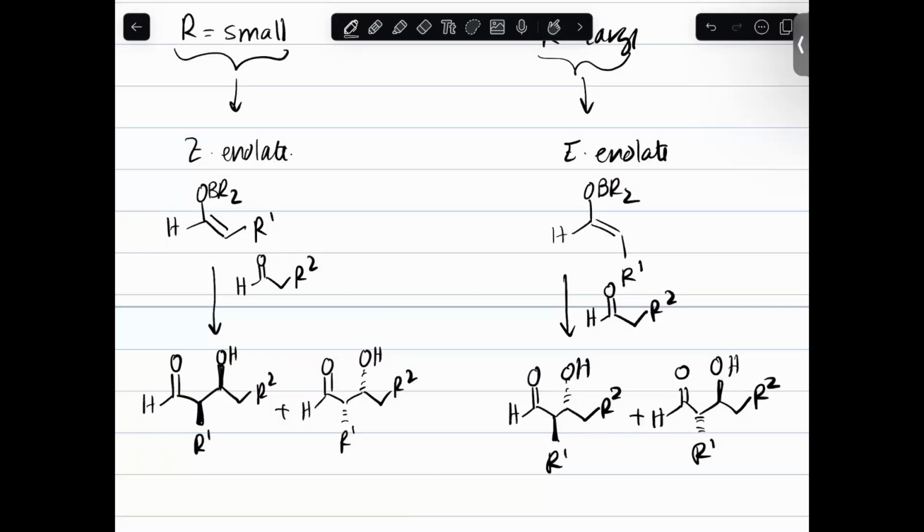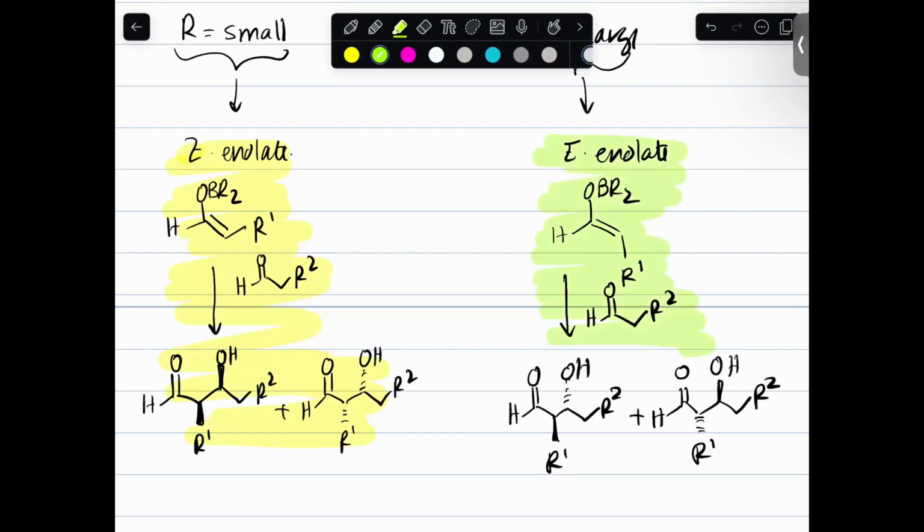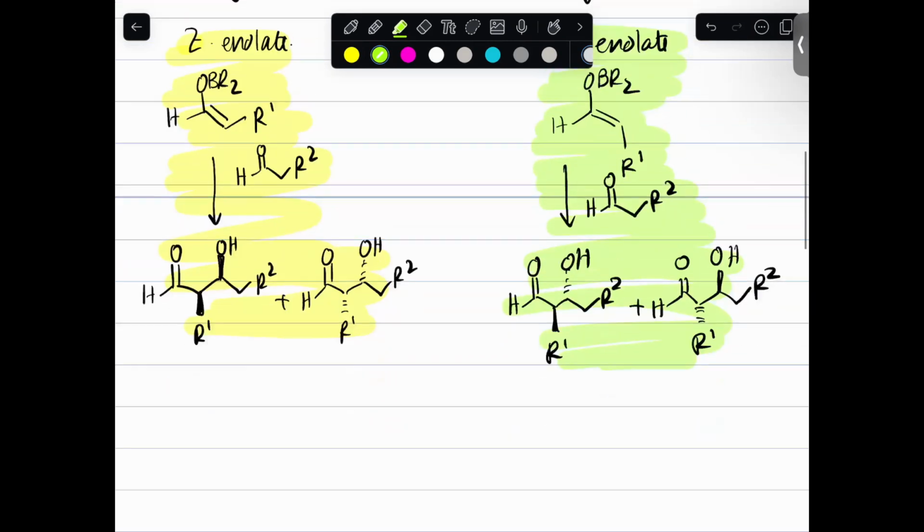Now, in our previous lecture, we just focused on why we were forming the syn products from the Z-enolate. We drew out the six-membered transition state, the Zimmerman-Traxler transition state. I drew it for you three-dimensionally, and then I unraveled it and drew it two-dimensionally with wedges and dashes. And that's where we stopped. And we were able to explain why we see both products and specifically why we see the syn products. Now we're going to discuss the E-enolate and why the E-enolate gives us the anti-products.